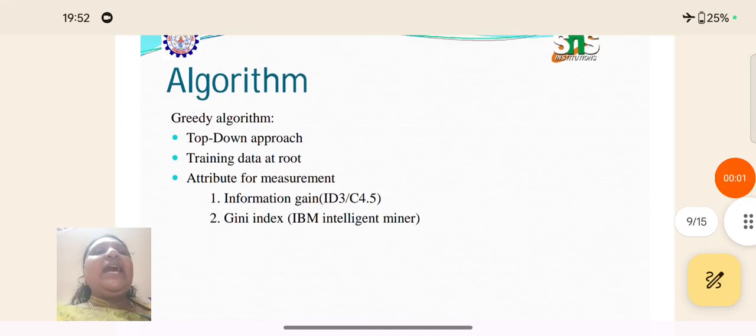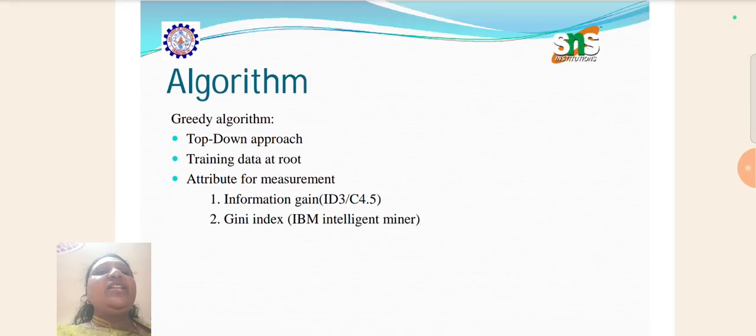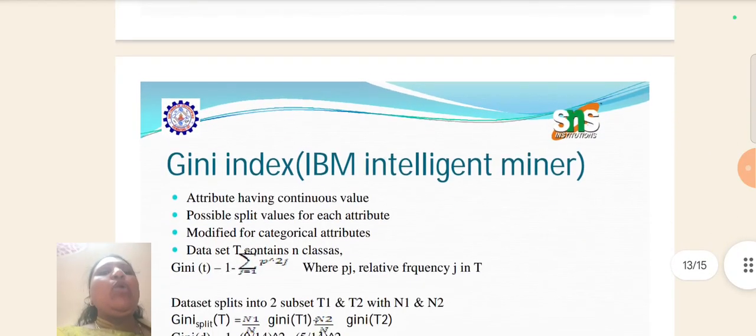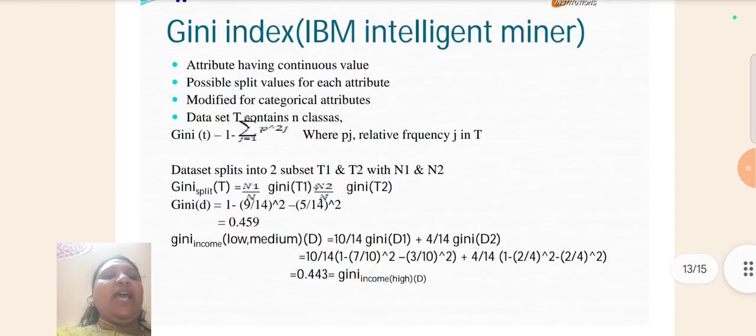Morning all. In the last session we saw decision trees, the first part being information gain. Now we are going to see the Gini index. So how is the Gini index calculated?